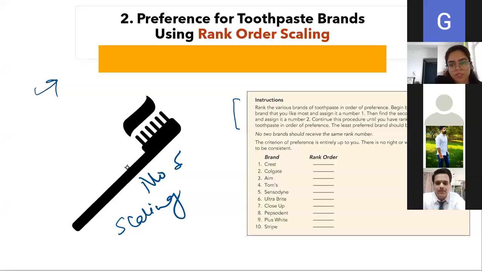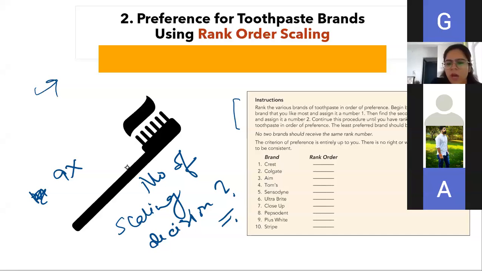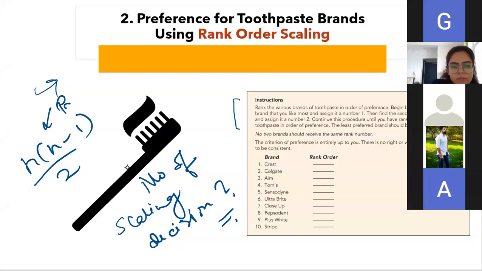Number of scaling decisions. Like in paired comparison, we had 45. Can you give me, okay, like 9? But how come 45? No, not 45. Are you calculating it as n into n minus 1 by 2, as in paired comparison? Is it 10 factorial? Not even 10 factorial. 10 factorial is 10 into 9 into 8. No. Only n minus 1.